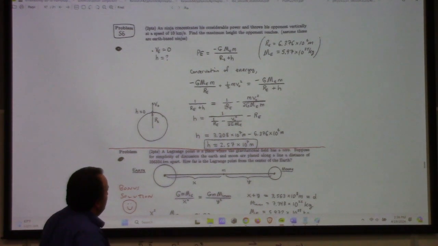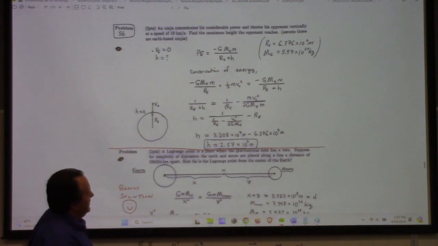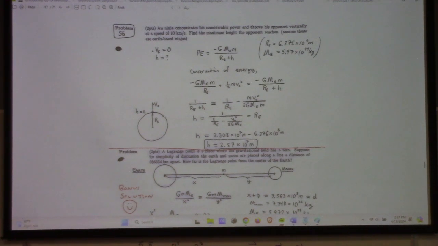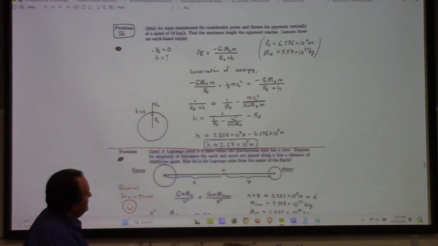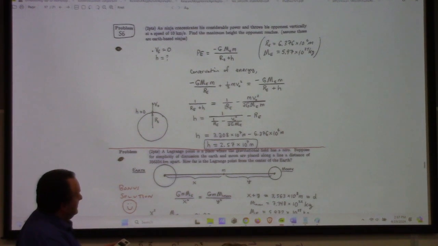So what is that? A lot. What was the Earth radius again? It was what? 10 to the 7th. So this is how many Earth radii? H is like 3, isn't it? A little over 3. Well, I don't know. Didn't we work it out in class for like 8 kilometers a second? I'm trying to remember what we did in class. 2.57. To add 2. Let's see here, 25.7.